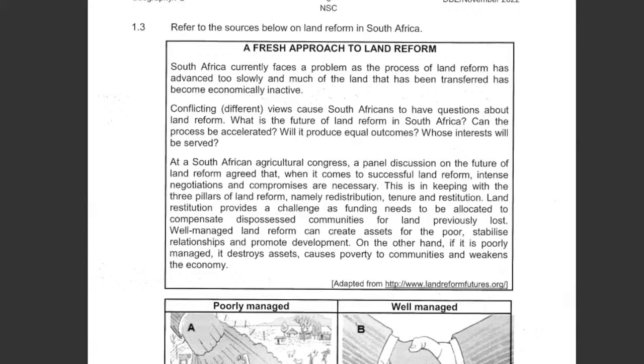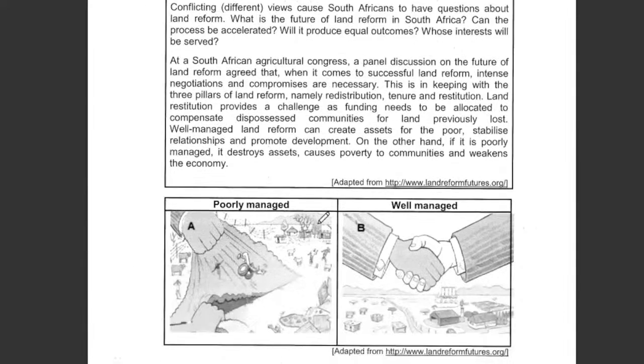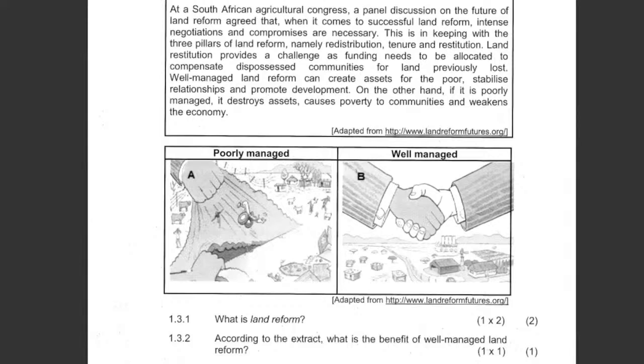It weakens the economy. Poorly managed, they are showing you here in this picture, you can see people are dispossessed of their land. The land is lost, it's grabbed. Everyone is grabbing the land. Then here, if it's well managed, people are well settled, economic activities will take place, settlements will be taking place, and so on and so forth.